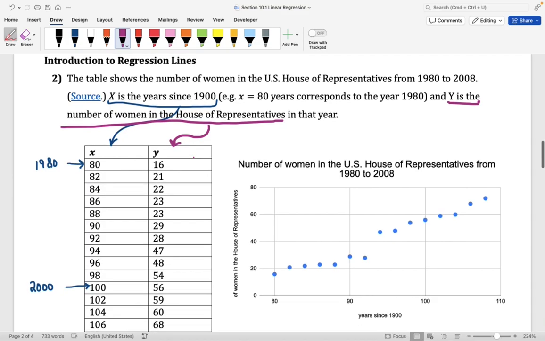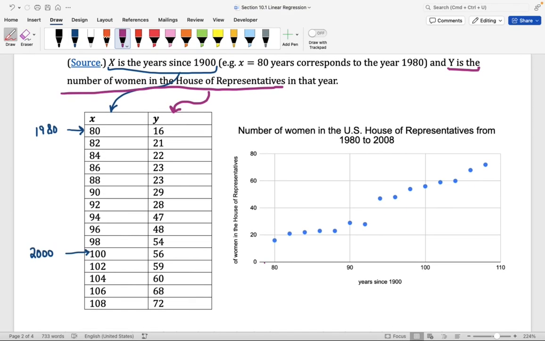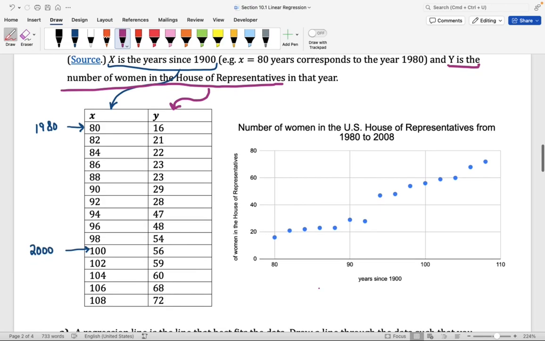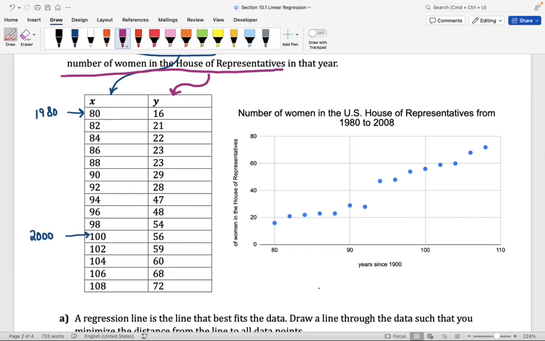And notice here, I'm giving you the scatter plot for this data set. On the horizontal axis, we have the explanatory variable, which is the year after 1900. On the vertical axis, we have the number of women in the House of Representatives. Here, we would want to take this table and create a scatter plot to see the relationship between the variables. And notice, we are seeing a linear pattern here. And so now let's talk about what a regression line is.